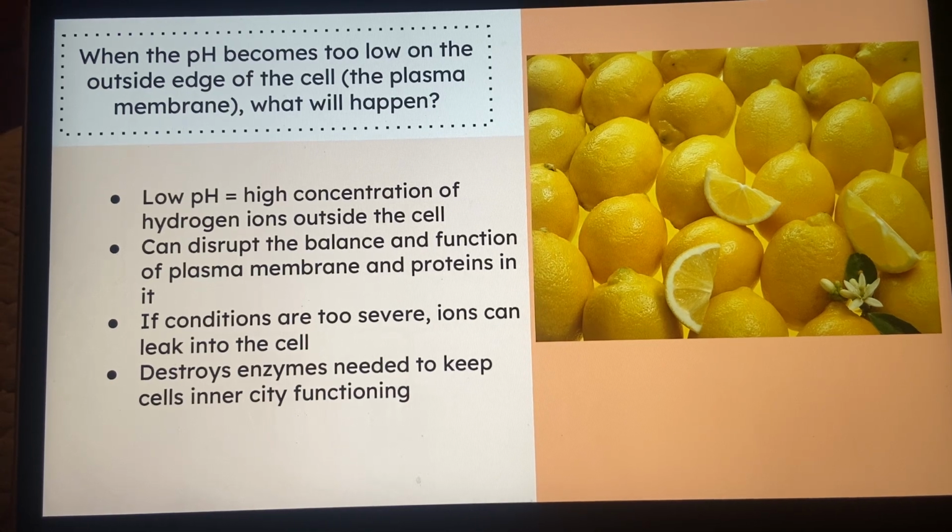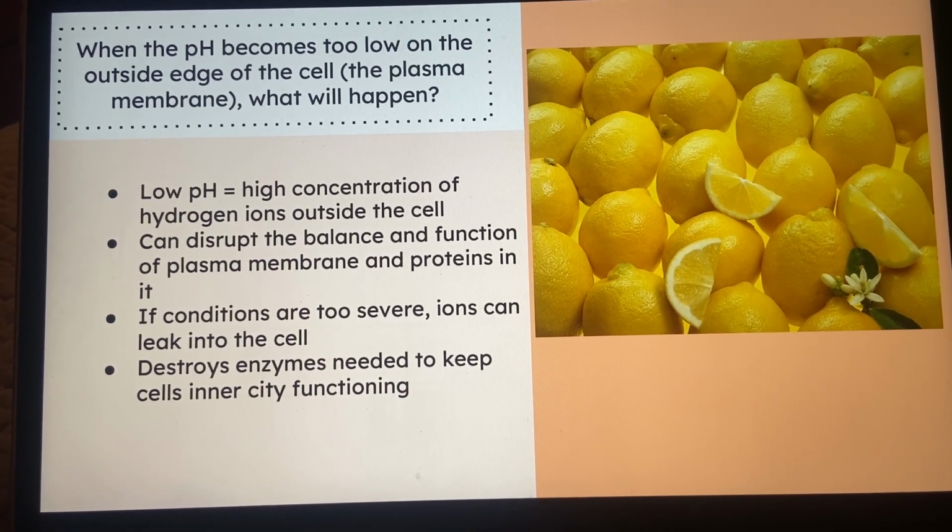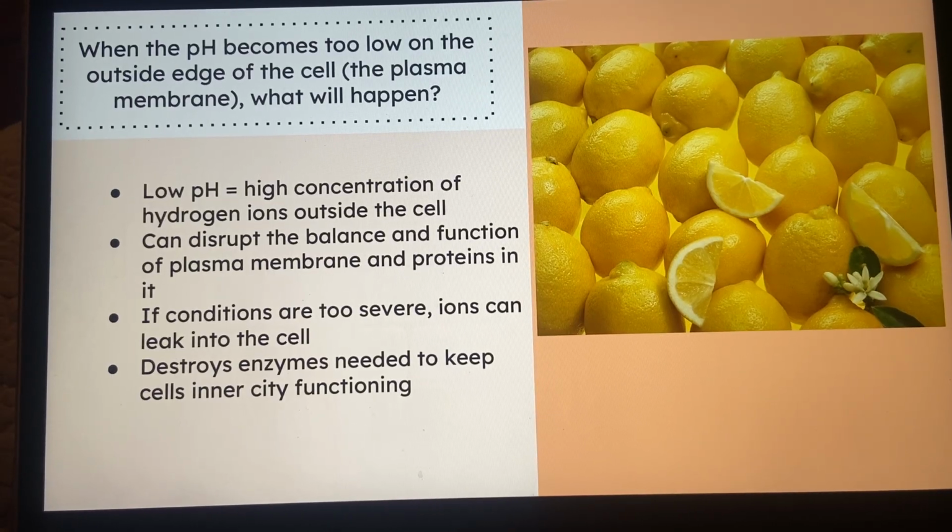If the conditions are too severe, ions can leak into the cell and destroy the enzymes needed to keep the cells of the inner city functioning.